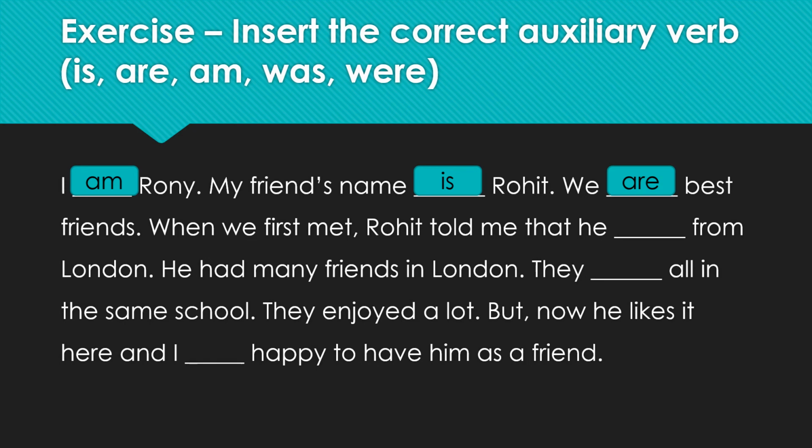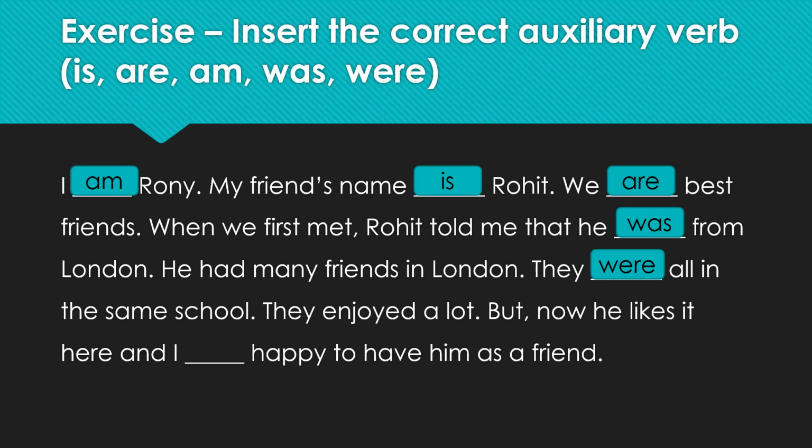Here the pronoun he is used to talk about Rohit, which is one boy. Therefore, we use was. He had many friends in London. They dash all in the school. Now here we are going to use were because they are talking about the school time that they had in London and not now. Therefore, they were all in the school.